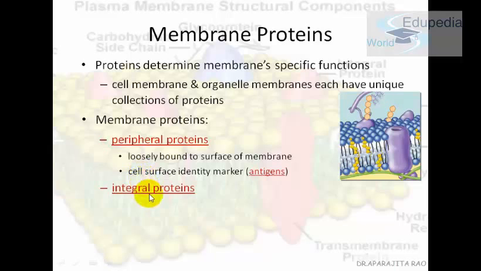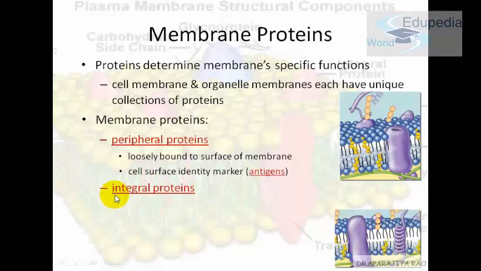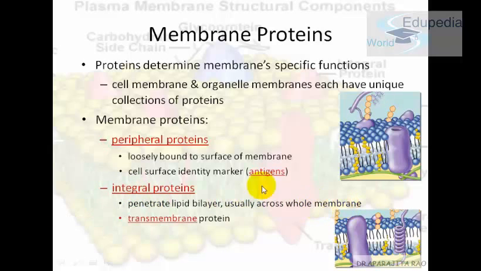Then the second type of protein is the integral protein. Integral means something to do with the inside. Because it is to do with the inside, it will penetrate the lipid bilayer, usually across the whole membrane. The peripheral protein is only on the outer layer of the membrane, while this will be in the whole membrane. Whole means transmembrane; trans means through and through the membrane. So these are usually the transport proteins. That is, if there is something out here, the protein will take it and go through the membrane and take the molecule inside the cell. So they are basically channels or pumps.